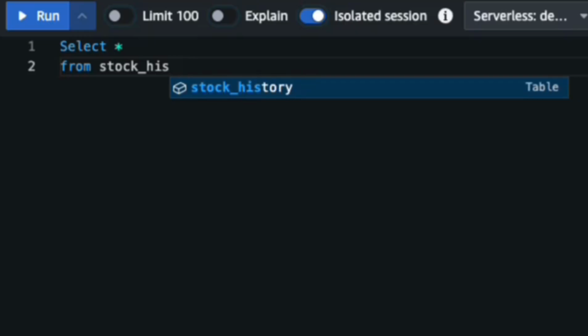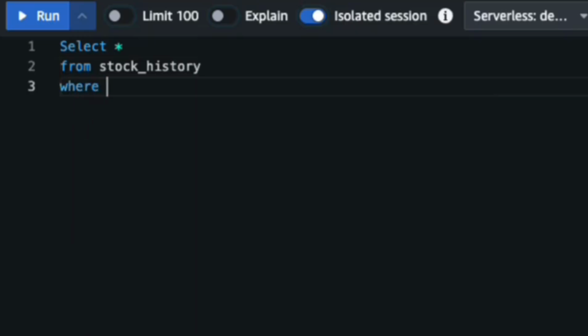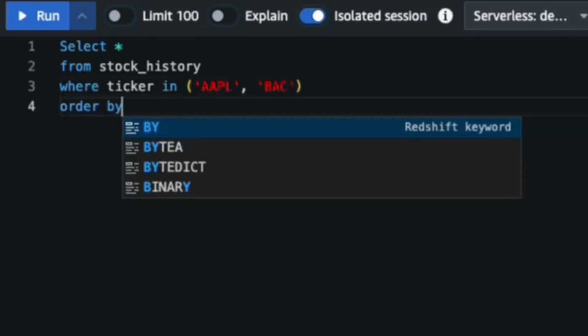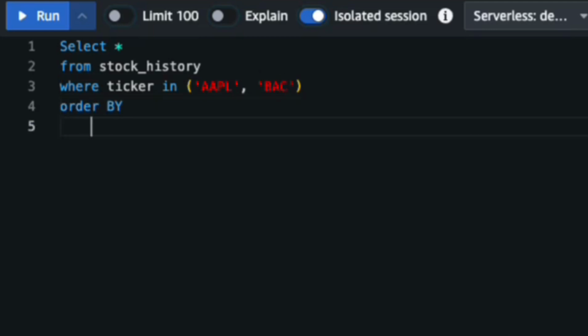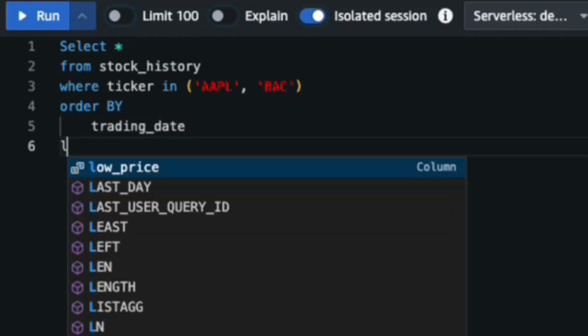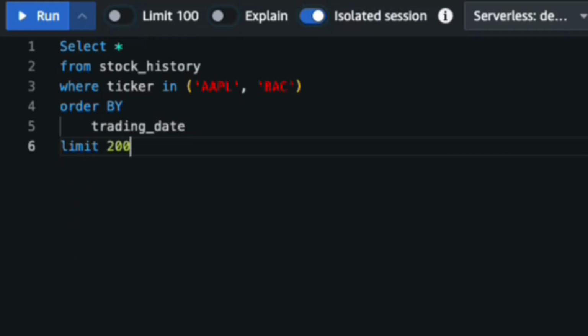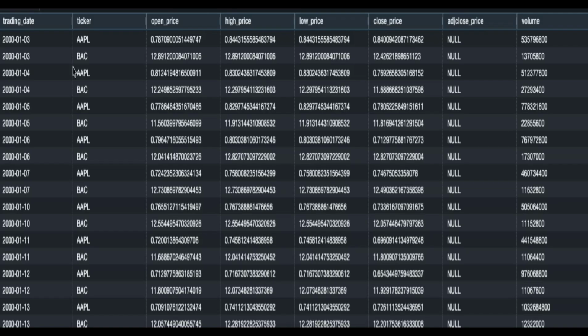I'm going to filter on ticker. I'm going to do AAPL, and then let's do BAC, and let's order by trading date. I'm going to limit to the last 200 or something like that. So you can see trading date, ticker, the prices, and the volume.